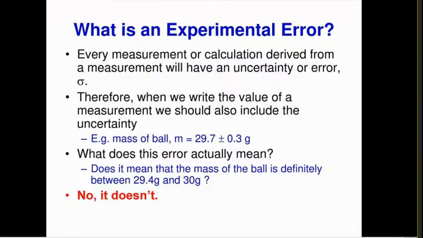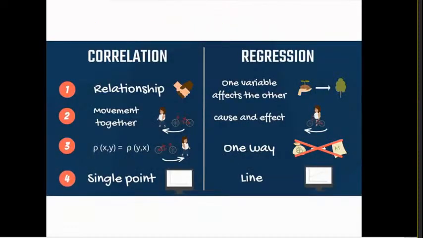And there is correlation and regression. Rapidly, in the earlier stage, the relationship between the two things is a correlation, a movement together, explained by the two parameters following the same way, and then explained at a single point. The regression is where one variable affects the other.